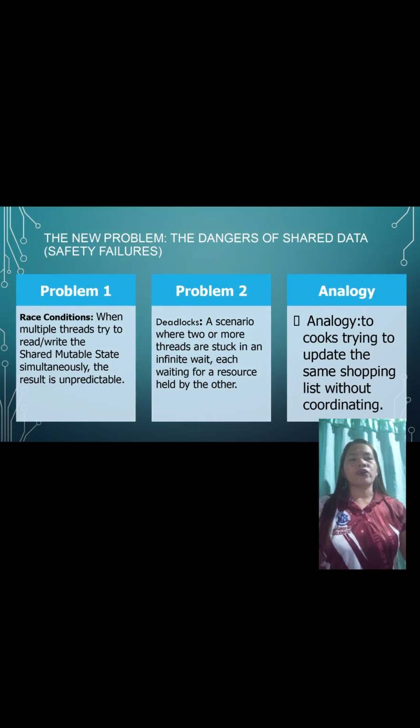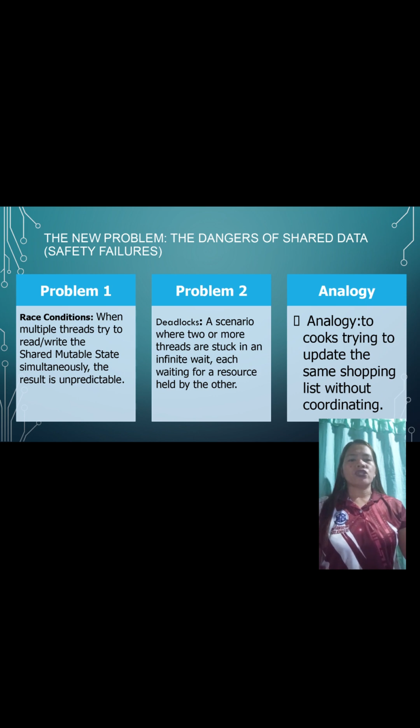The next is the new problem, the dangers of shared data, safety failures. Problem 1, race condition: when multiple threads try to read and write the shared mutable state simultaneously, the result is unpredictable. Problem 2, deadlocks: a scenario where two or more threads are stuck in an infinite wait, each waiting for a resource held by the other. Analogy: two cooks trying to update the same shopping list without coordinating.